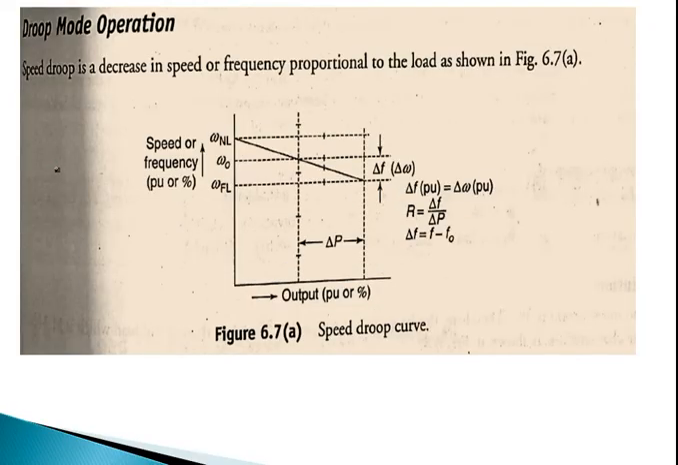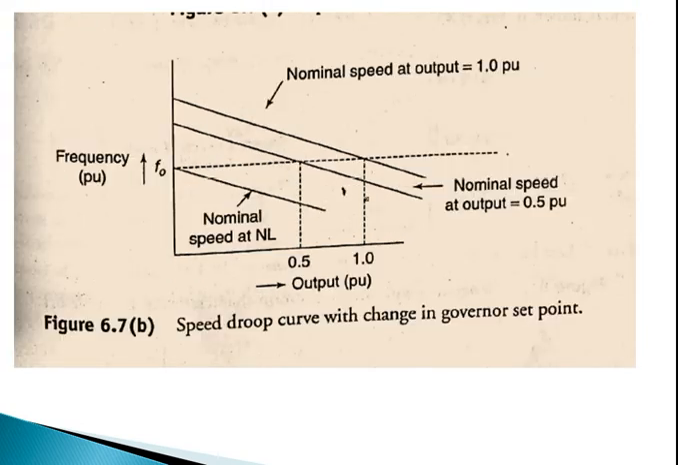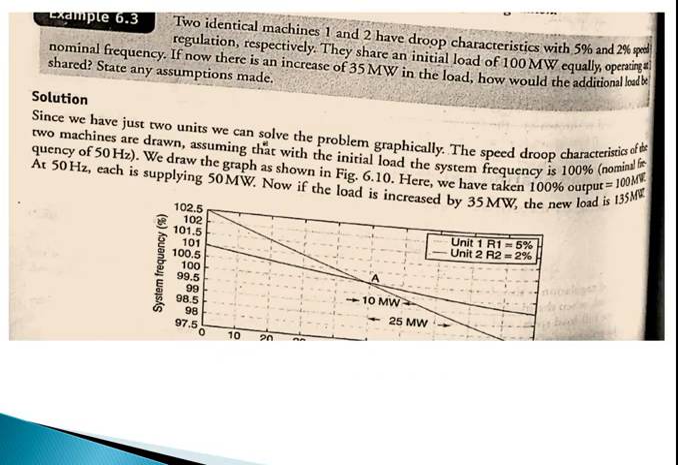So this is one more droop characteristic, which is shown in the figure, and this is the droop characteristic for the two units. F0 is the base frequency, this is the power output in per unit for the first unit, and this is the second unit's power in PU. So now we shall discuss the problems. Majorly we are focusing on problems.